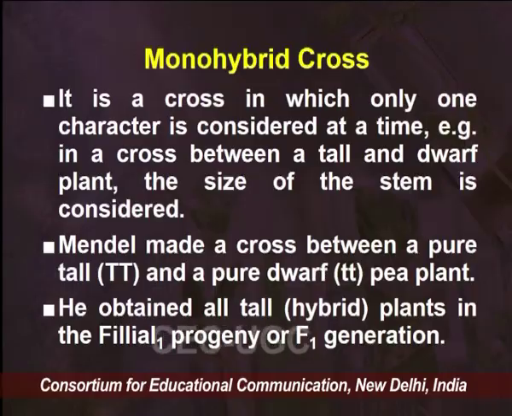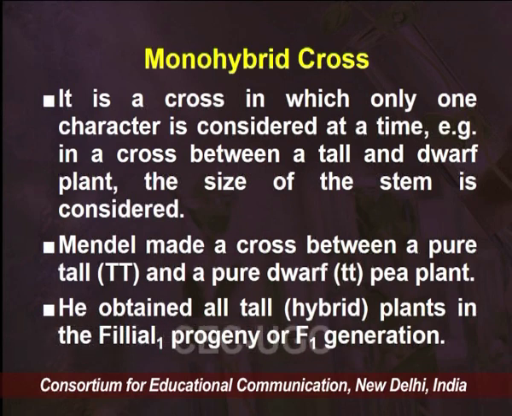So, he made a cross between a pure tall and a pure dwarf pea plant. He represented them with capital T and small t, because this plant, like humans, is diploid. So, we get two chromosomes from both our parents. That is why the alleles, the genes, are two.